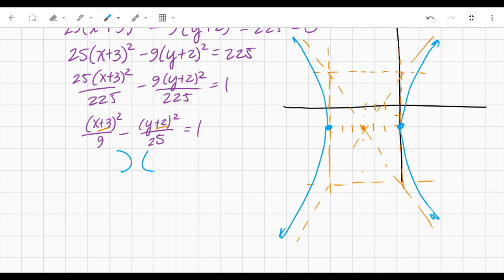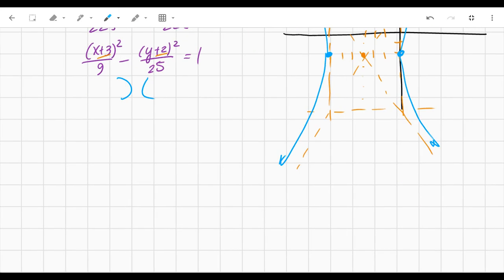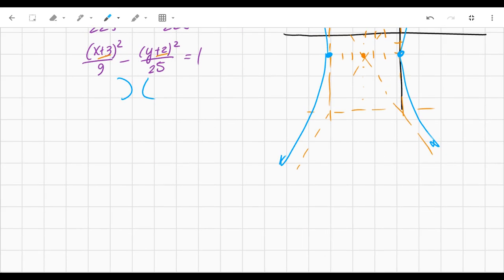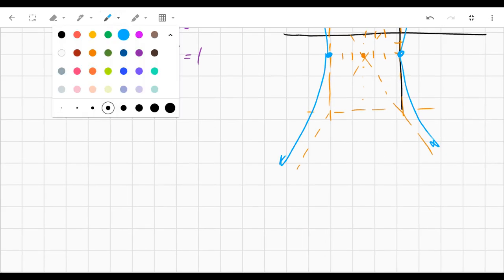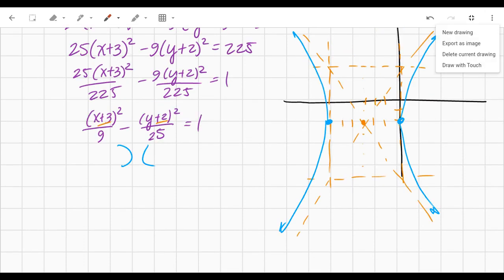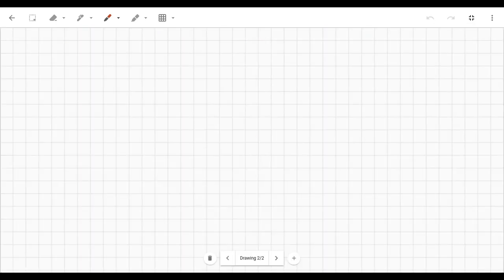Next, finding the center, vertices, foci, and asymptotes. Oh, I'm running out of room here. I have to get a new drawing. Let me see here. I'm going to grab a new drawing for some reason. Seems like it doesn't want to let me. Oh, I must have been zoomed in way too much for some reason.